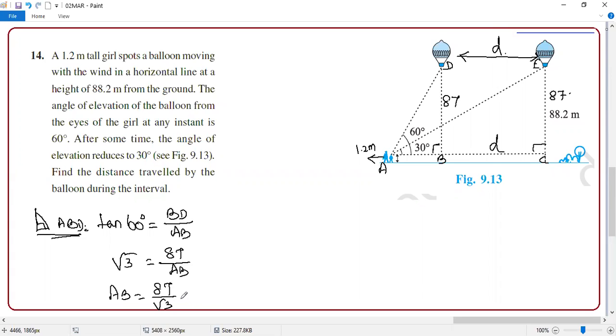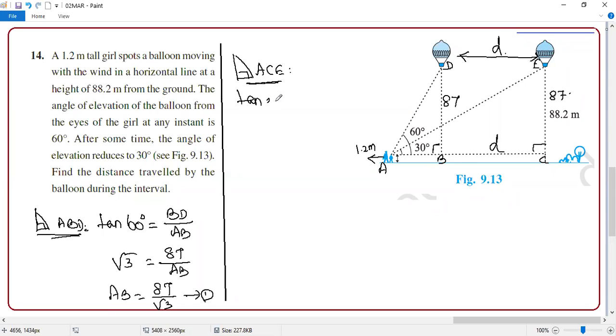If you want to rationalize AB, you can rationalize, but let it be. Don't simplify now itself, because we don't want AB, right? Let it be AB equal to 87 upon √3, equation number 1. Now take the next one. What is the next triangle? The bigger triangle, ACE.